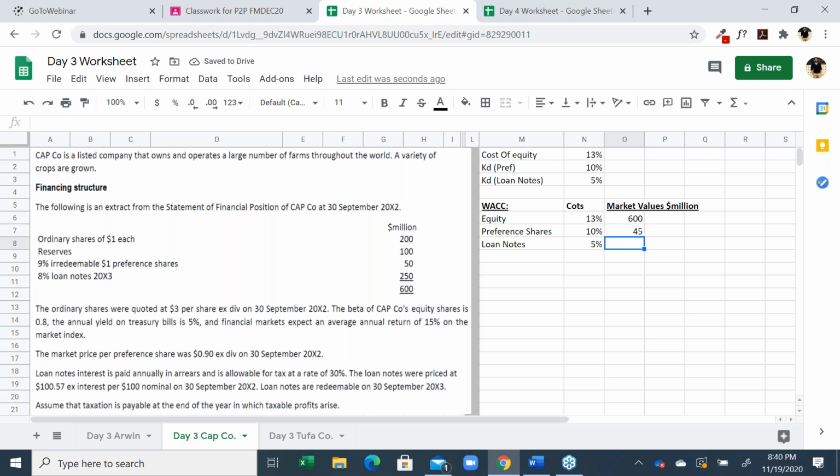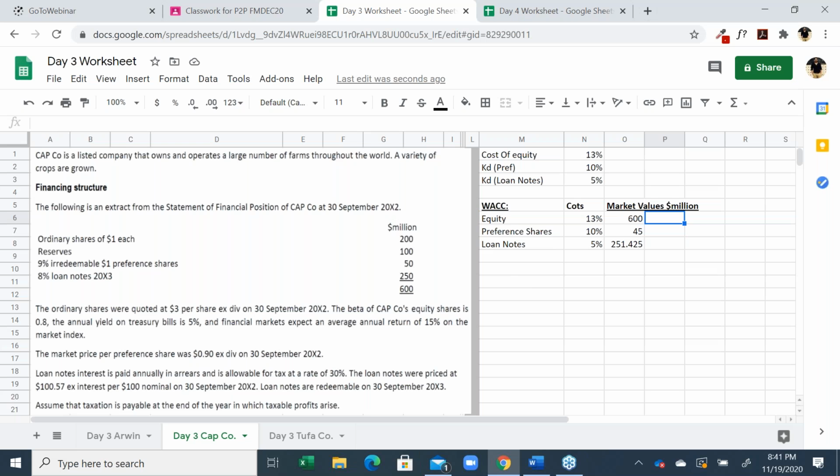And then for the loan notes, again, we have to pick the total value from the balance sheet, which is 250. And usually the loan note will have a par value of 100. So let's divide it by 100. And the market value of this loan note is 100.57. And that's 2.51425 million.